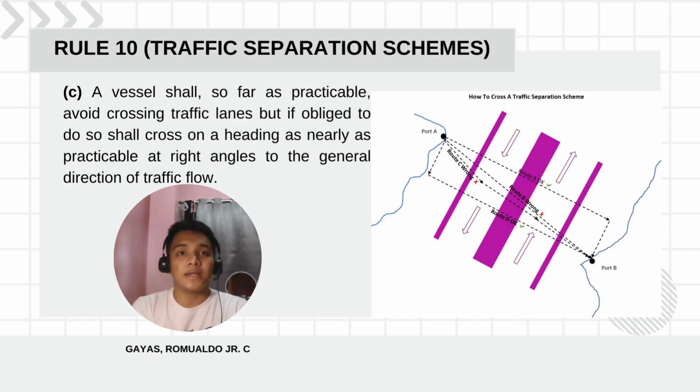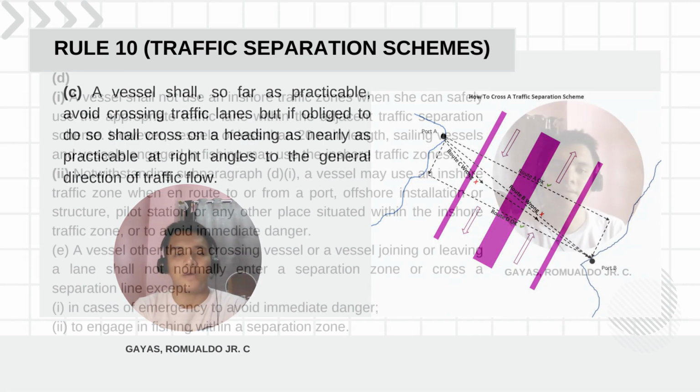So by crossing at right angles, vessels maximize their visibility to other vessels within the traffic lane and minimize the time they spend within the lane, reducing the likelihood of potential collision. So this rule emphasizes the importance of safety and predictability in navigating through areas with heavy maritime traffic.